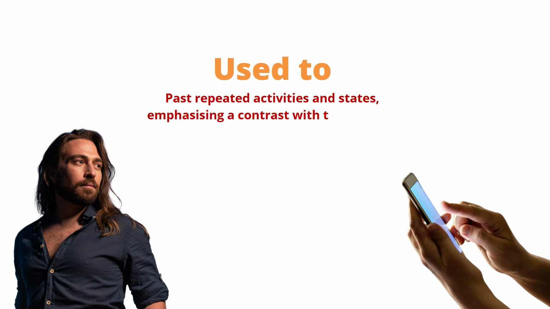This is to talk about past repeated activities and states, emphasizing a contrast with the present. So we are talking about things in the past which were different to today. So if we have a sentence like this, he used to have long hair. This means that in the past he had long hair, but now he does not. He has short hair. So we can say he used to have long hair. So there's used to and the infinitive form of the verb, used to have.